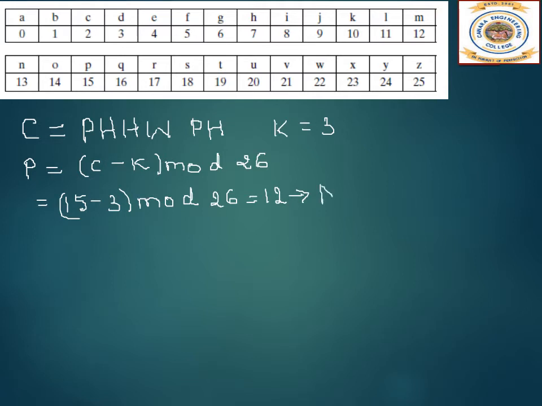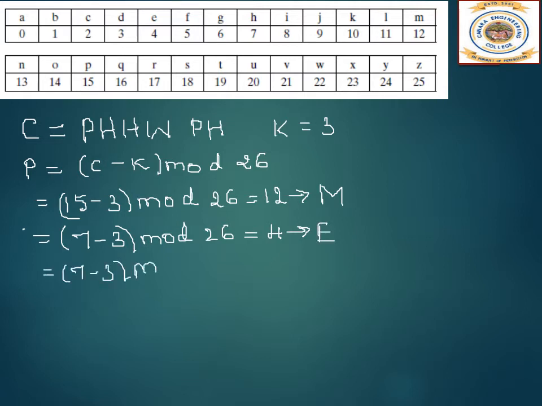The numerical equivalent 12 is M. Next is H. The numerical equivalent of H is 7. So 7 minus 3 mod 26 is 4. The 4 equivalent is E. Again it is H, so the same: 7 minus 3 mod 26 equals 4, which is E. Then the last one is W.